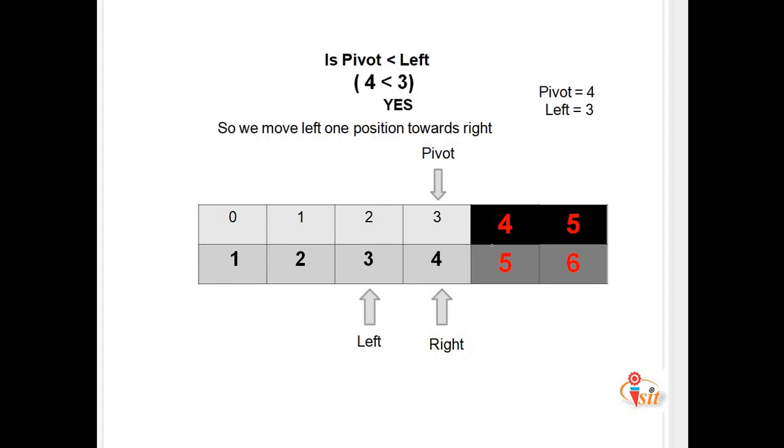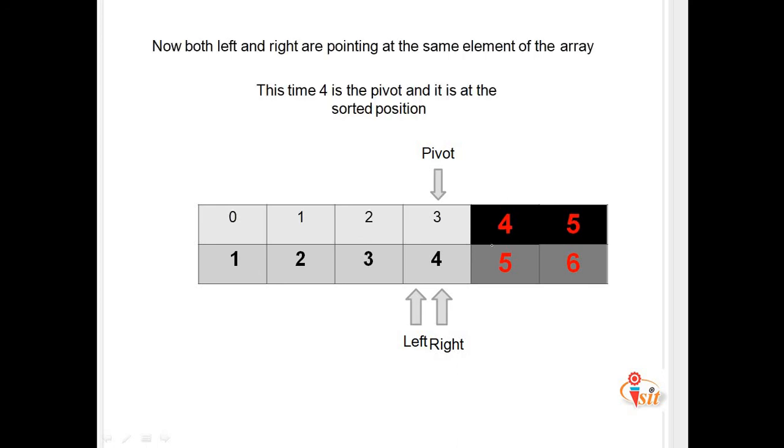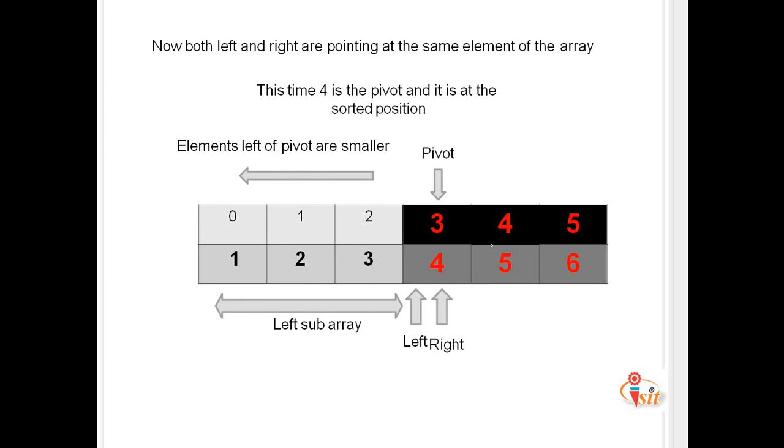Again the left is going to be compared with the pivot. The value of the left is smaller than the pivot. Again we need to move to the right side. So here both the left and right are pointing at the same element of the array. So in that case the 4 is the pivot and is at the sorted position. So 4 also we are going to call a sorted position. Now because of the pivot, we got the left elements smaller than the pivot, also we got the left sub-array.